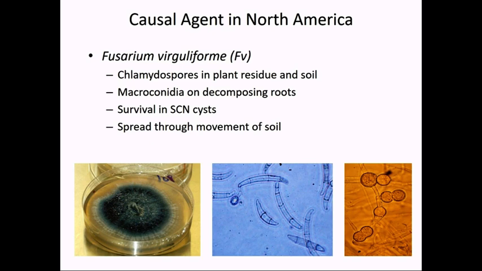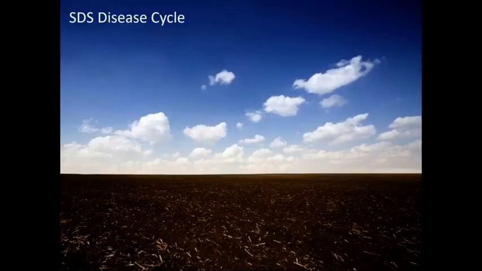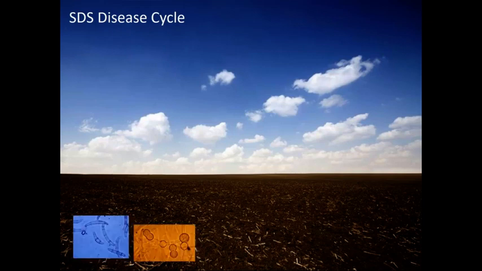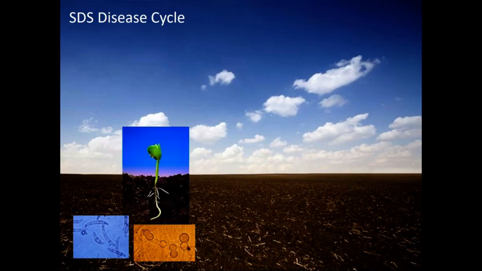Survival in cysts, I already mentioned, movement through soil, so spread through movement of soil. So this is our organism here. And I'm going to go over the disease cycle. So we have these spores, this inoculum in the soil, usually on plant residue, so the decomposing roots from the previous season or from 2 years before. In warmer parts of the country, maybe some conidia may survive, some hyphae, but the inoculum is there in the soil. When you plant soybeans, they can get infected very early on.